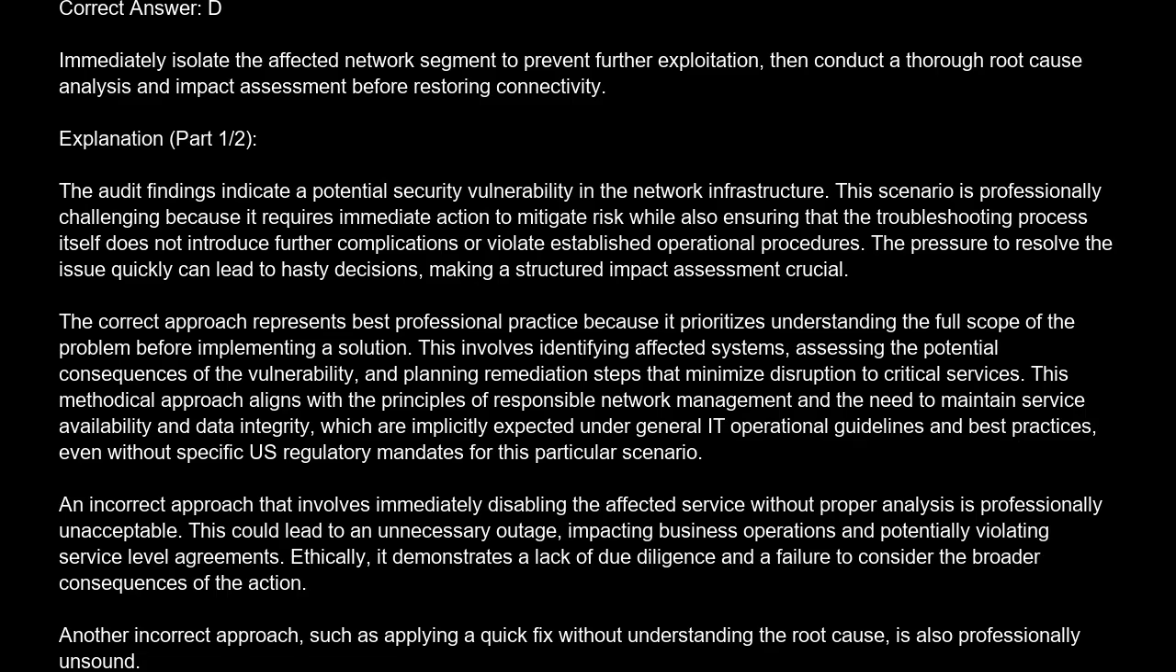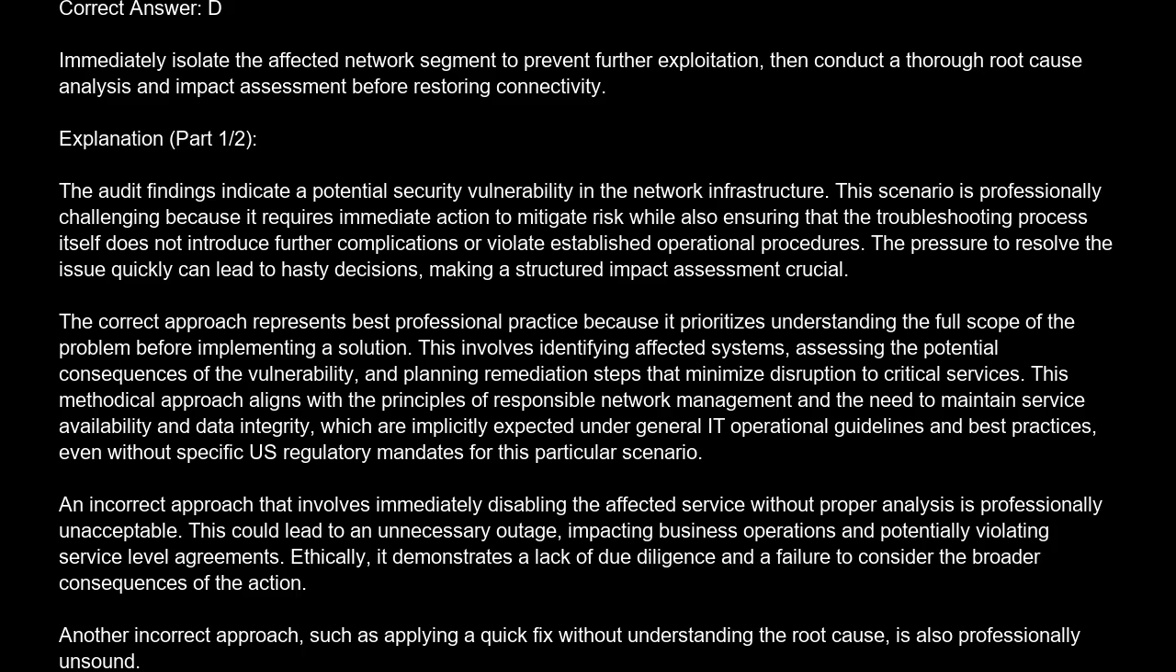The correct answer is D. Immediately isolate the affected network segment to prevent further exploitation. Then conduct a thorough root cause analysis and impact assessment before restoring connectivity. Explanation. The audit findings indicate a potential security vulnerability in the network infrastructure. This scenario is professionally challenging because it requires immediate action to mitigate risk, while also ensuring that the troubleshooting process itself does not introduce further complications or violate established operational procedures.